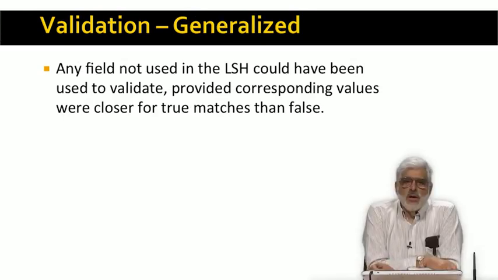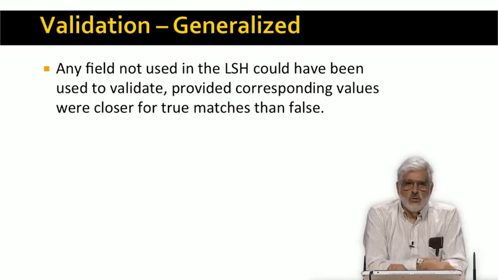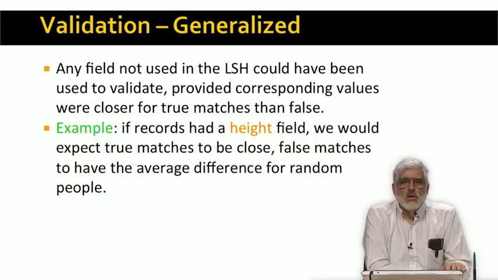Well, while we used the creation date field in records, the idea generalizes to use any field that was not involved in the locality-sensitive hashing. All we need to know is that the value in this field will be closer when the records represent the same entity than when they represent different entities. That should be the case almost always.